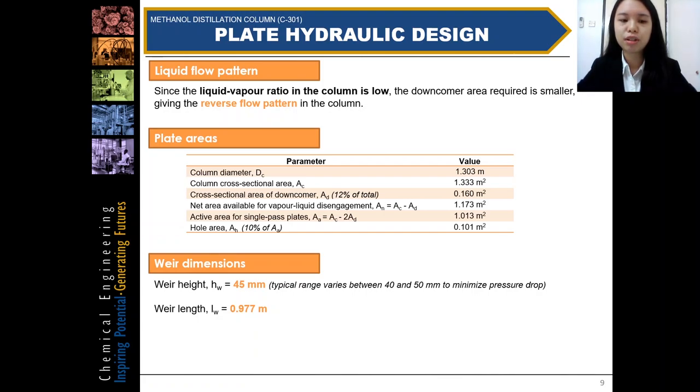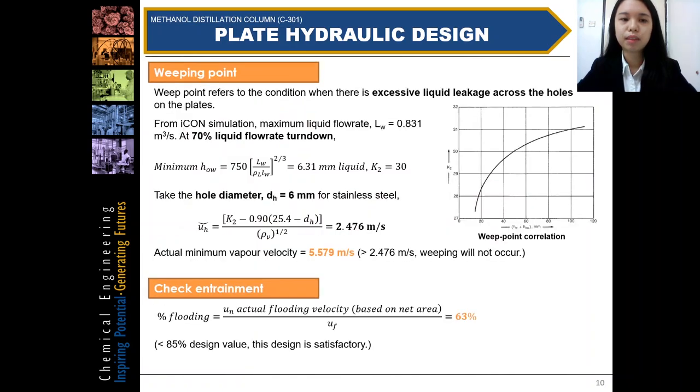For the weir dimension, the weir height is taken to be 45 mm with an optimum weir length of 0.977 meter. Next, the weeping point. By taking the hole diameter to be 6 mm, since the calculated minimum vapor velocity is less than the actual minimum vapor velocity, weeping will not occur.